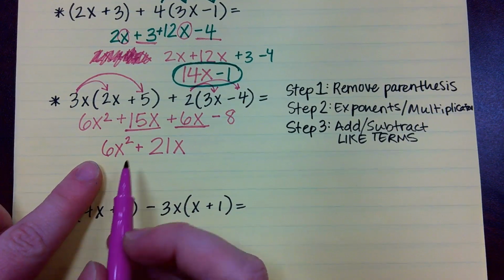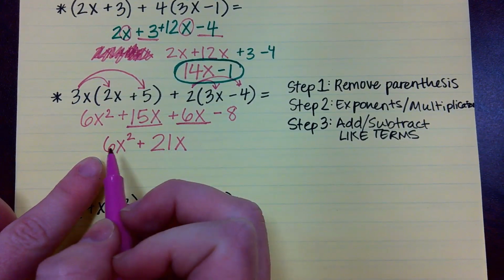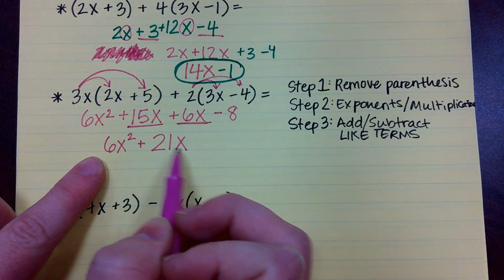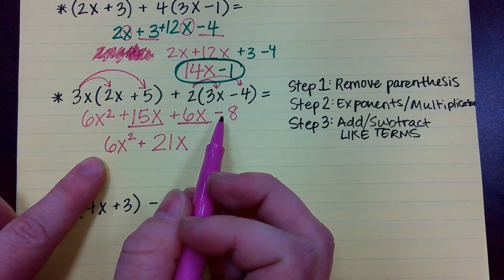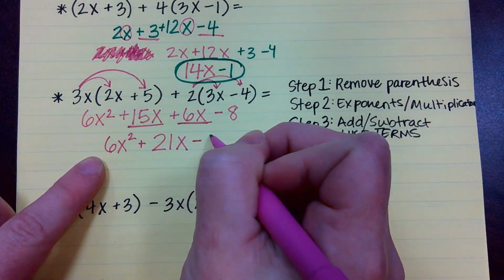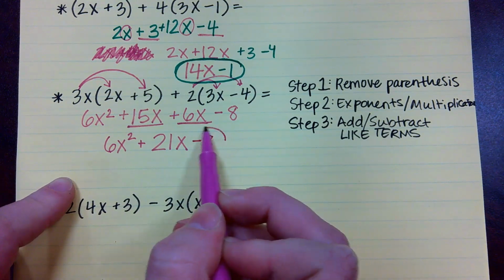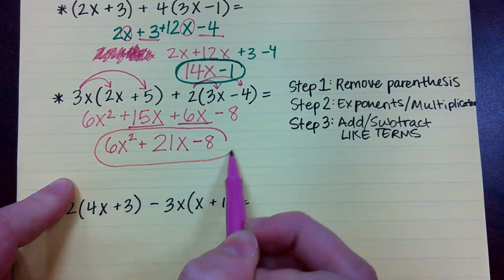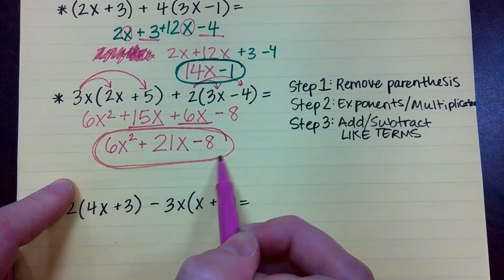Me too. Okay, so we're almost there. 6x squared plus 21x minus 8. We got to bring that down too. And we can't go any further. That is our answer, guys.